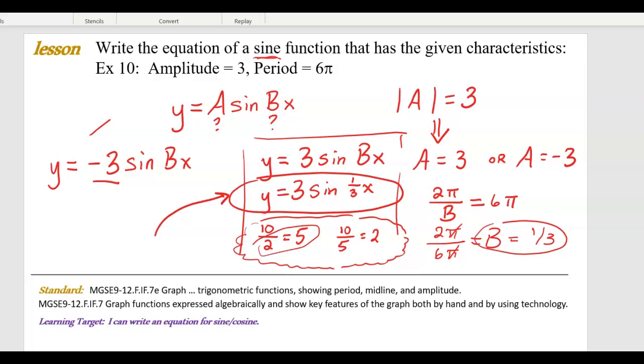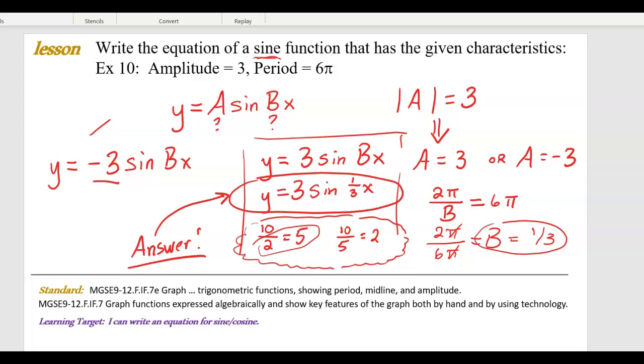Okay, that's it. You were given the amplitude, that's A. You set the period equal to 2 pi over B, right? Solve for B. Boom. Build your equation.